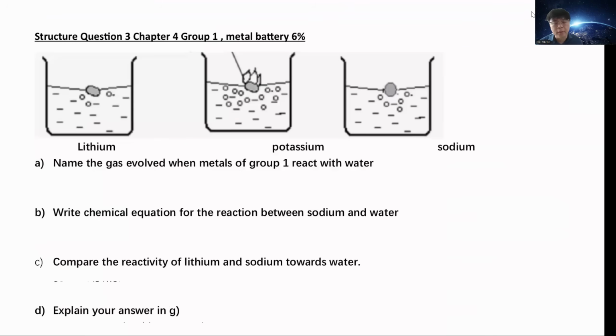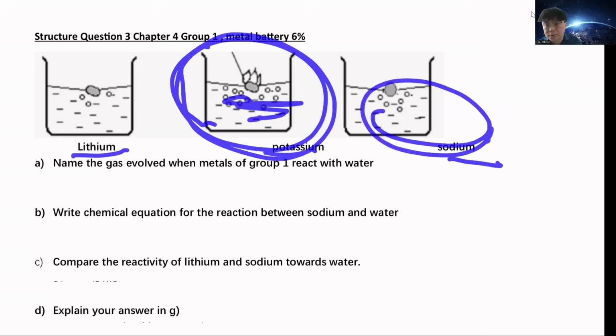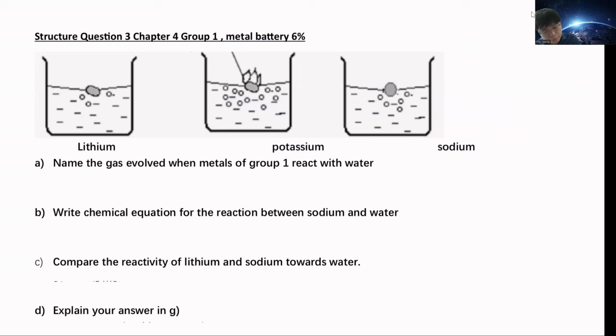Question three will be related to Group 1, around 6 marks or so. This is a sample question for you. Lithium, potassium, sodium. You can see potassium is very fast, a lot of bubbles come out. Sodium is the second one. Then lithium is very slow. So what is the gas released? We can write out the equation: sodium plus water.